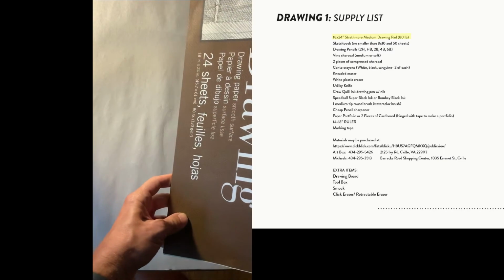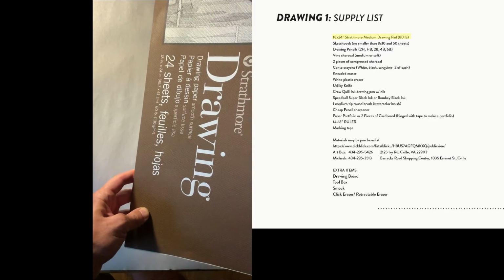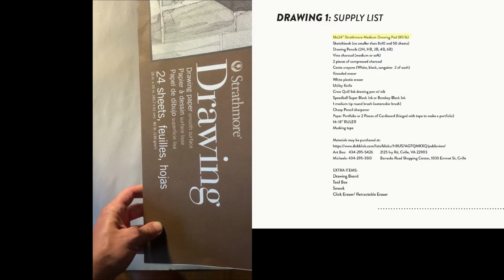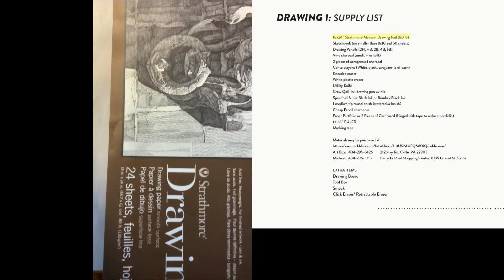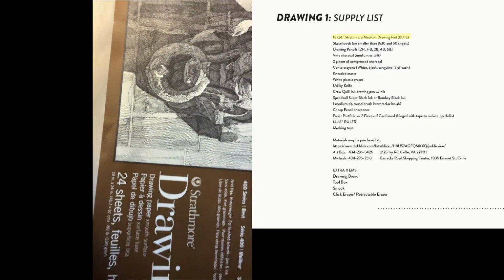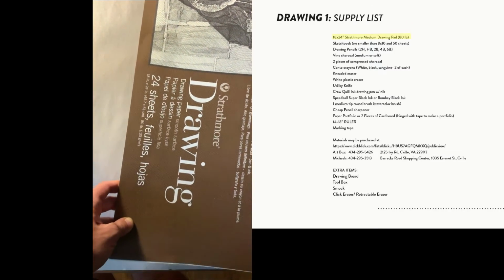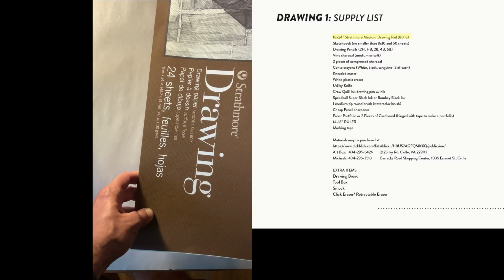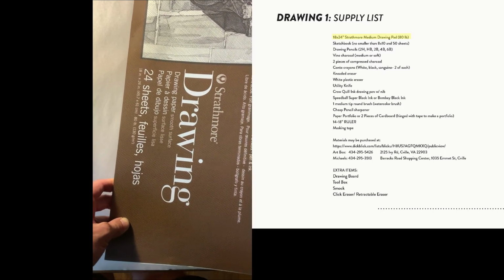But yeah, this is the drawing pad that I want you to get. It's hard to see it in full because it's so large, but it's spiral bound. It's also 80-pound paper, which means that we can apply ink to it. And this is what I'm expecting you to get for this class.